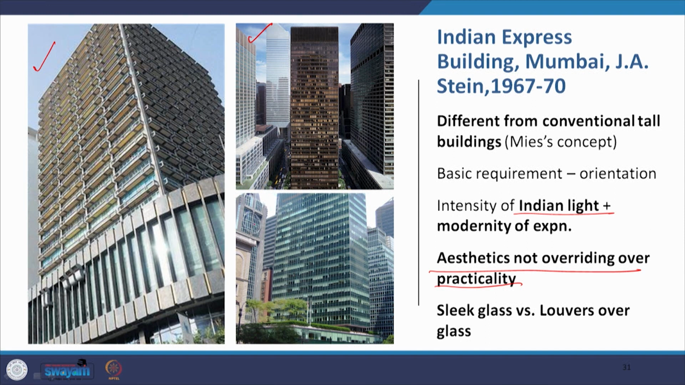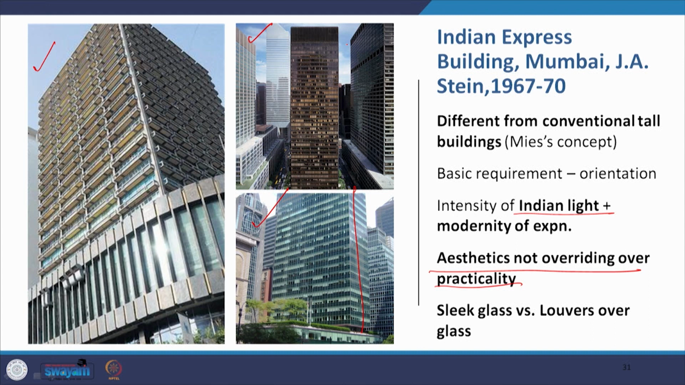So whereas the Lever House, which is adjacent to the Seagram building in New York, across the street from the Seagram building, has this sleek glass facade, as also this glass and steel facade of Seagram building, the Indian Express building, though it has a modern glass and RCC facade, it also has these louvered balconies, so to speak, these louvers over the glass to protect the building from the harsh sun. So again, the building has been modified to suit Indian climatic conditions.